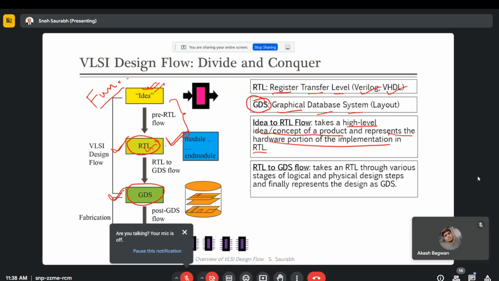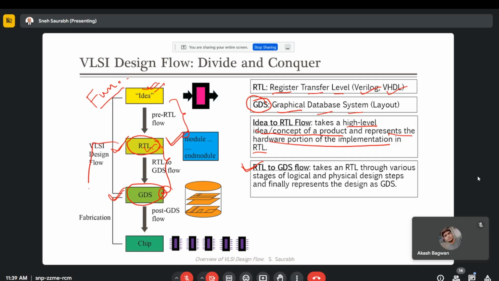And the next part is from the RTL to the GDS, right? RTL is basically a description of the functionality in a hardware description language like Verilog and VHDL. And from this Verilog or VHDL design, we get the layout, and that is what the RTL to GDS flow is. So the RTL to GDS flow takes an RTL through various stages of logical and physical design steps, and finally we get a layout represented in GDS.